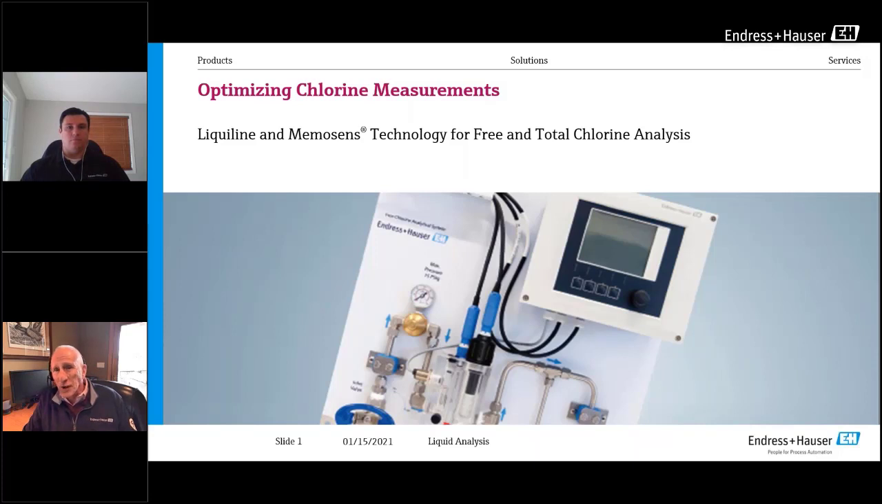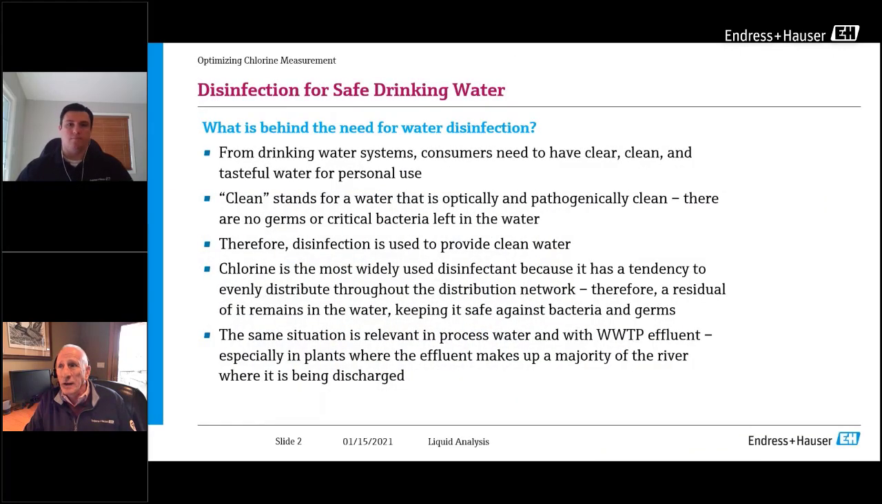So first I want to talk a little bit about chlorine and about disinfection and why it's important and how it's relevant. So when we talk about disinfection, we're really talking about having safe drinking water. If someone says, well, why do we need to be adding chlorine or any other disinfector to the water? It's because us as consumers want clean drinking water. We want clear, clean, tasteful water for our personal use.